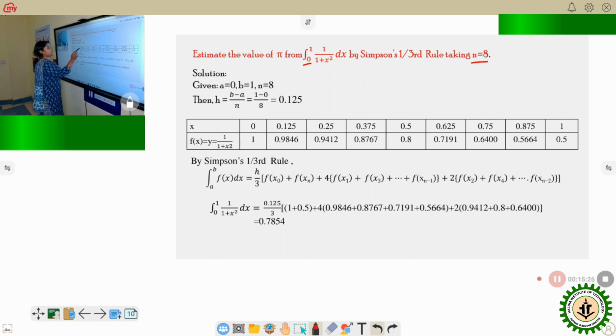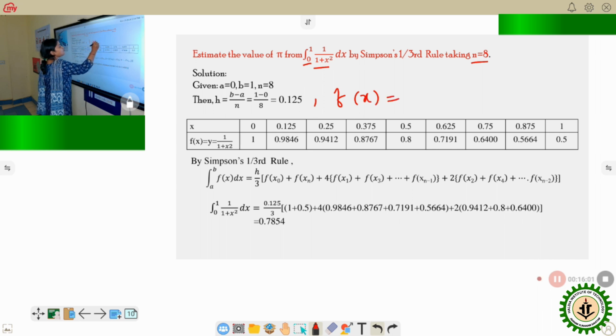So these are the values of x, and the values of x start from 0 up to 1, and the length between x0 and x1 is h, and h is 0.125. So x0 is 0, x1 is 0.125, x2 is 0.125 plus 0.125, that is 0.25. In this way, the last value of x is 1. And similarly, how do we find f(x)? What is your f(x)? f(x) is given as 1 by 1 plus x square. Here, what is your f(x)?